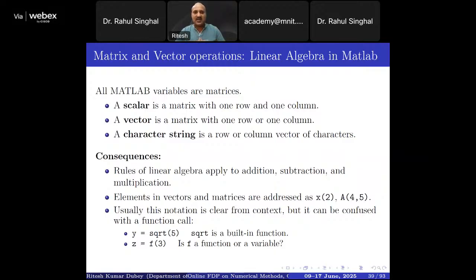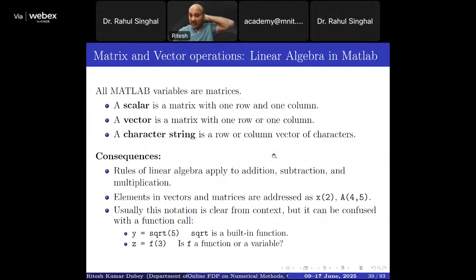Similarly, a vector is a matrix with one row or one column. So either it is one cross n or n cross one, either a row vector or row matrix, or a column matrix. We use the terminology differently, but it is like this. So this is also a vector. A 1D matrix is a vector. And I'm not talking about strings in MATLAB, but strings are also row or column vectors of characters.